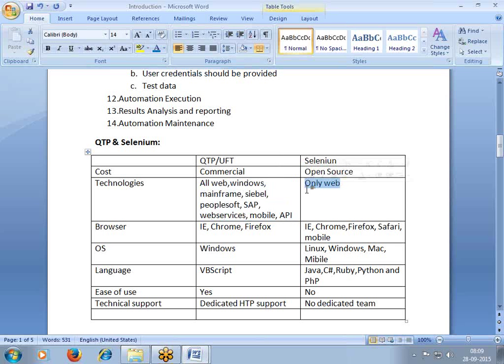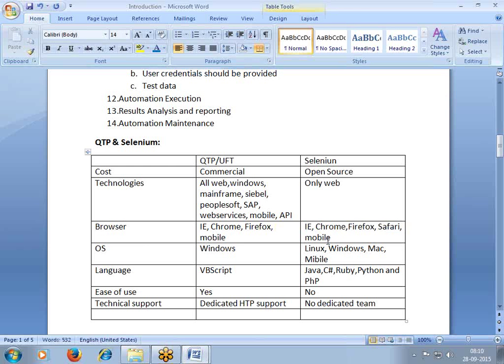But by using Selenium, we can automate only web applications, not all other technologies. That is a limitation in Selenium. And the browsers: QTP supports IE, Chrome, Firefox, and Selenium supports many more browsers. Not only IE, Chrome, Firefox, it also supports Safari and mobile browsers.